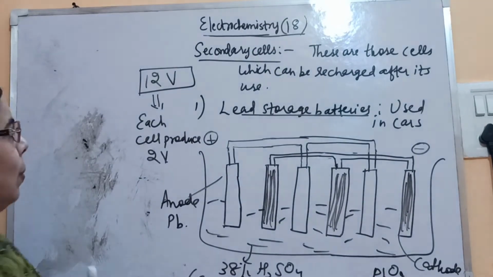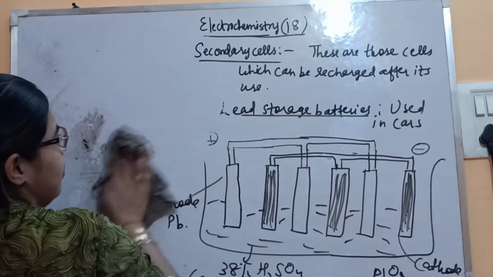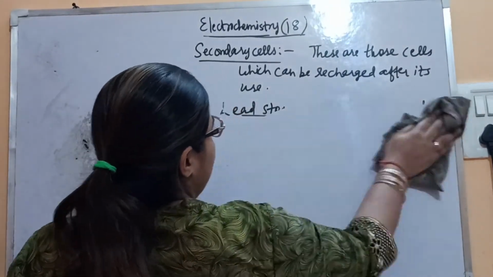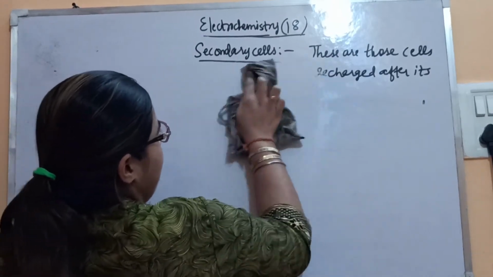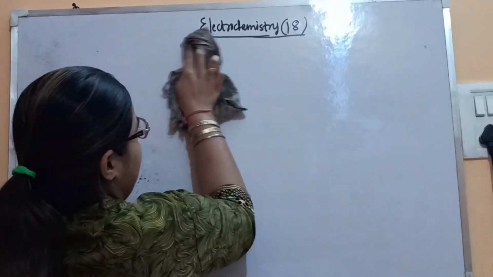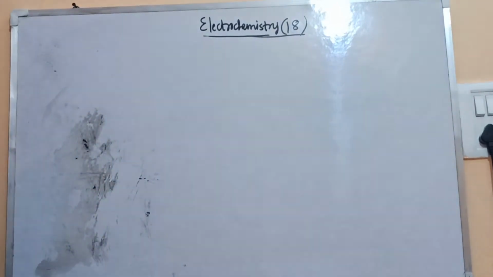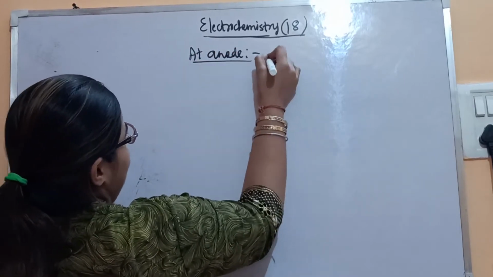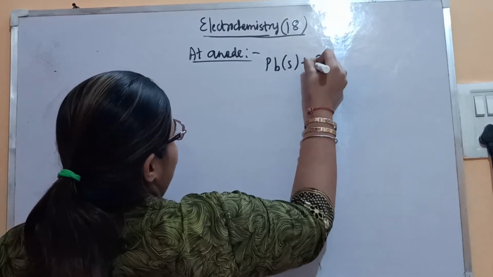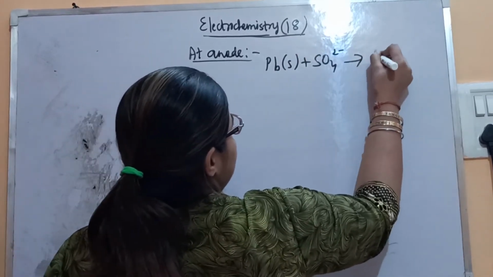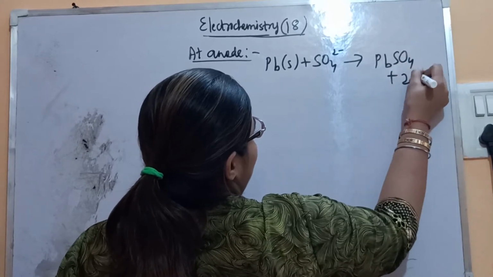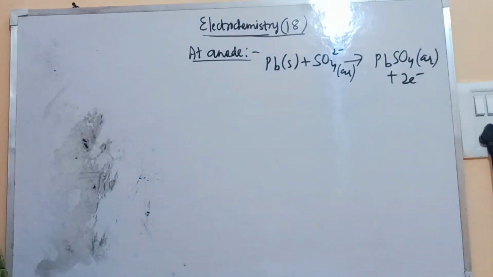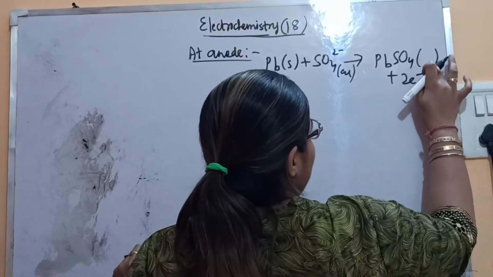So let's see the reactions at anode and cathode. At the anode, lead is there. Lead reacts with sulfate ions from the solution, and lead sulfate gets formed, plus 2 electrons are lost. Sorry, the lead sulfate is not aqueous here, it is a solid substance.